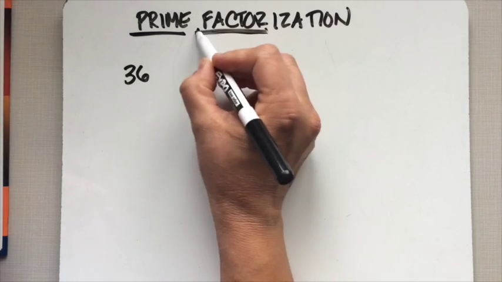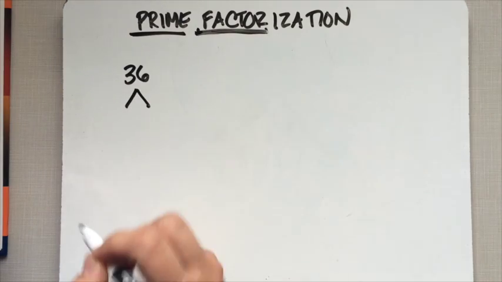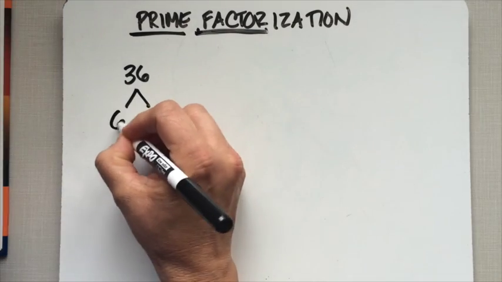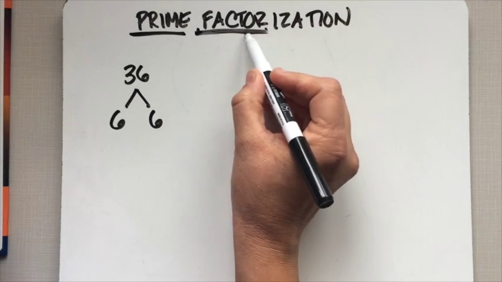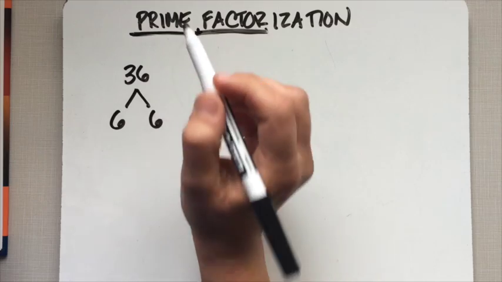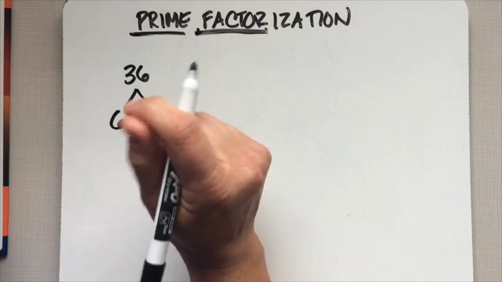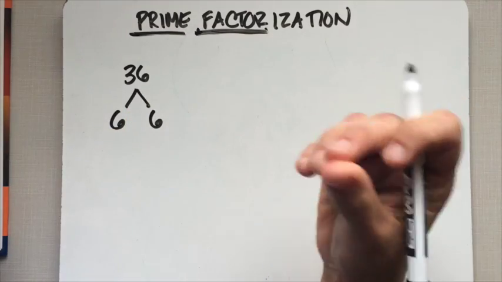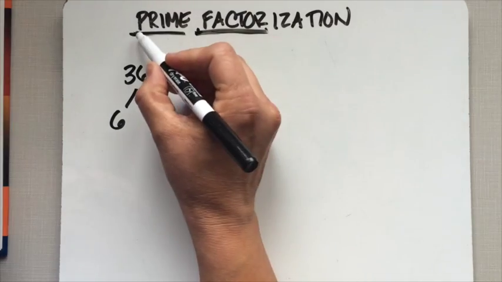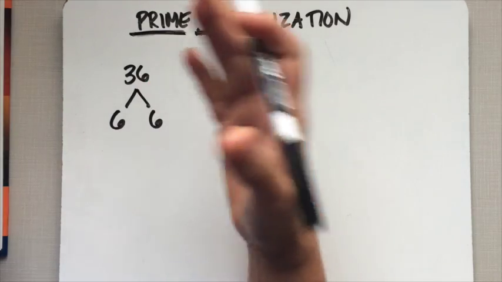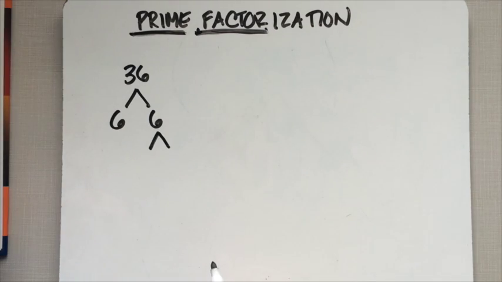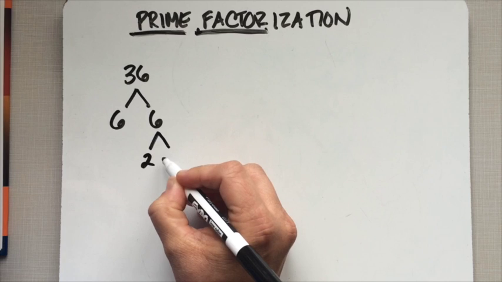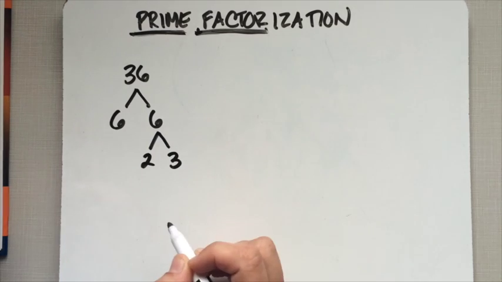We're trying to factor it. So we're going to just pick two numbers that multiply to 36. I'm going to pick 6 and 6. Okay? So these are factors, but they're not prime numbers. Prime numbers are numbers that can't be broken down any further. The only numbers that multiply to a prime number are 1 and itself. 6 can be broken into two factors that are not 1 and 6: 2 and 3. 2 times 3 is 6.